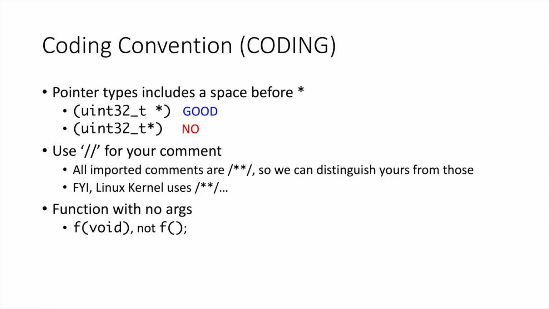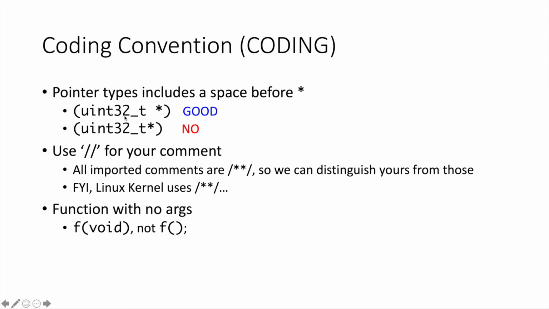And whenever you use pointer types, please include the white space before the asterisk. So you can regard this as a type name, and then this is a pointer, and you can have a double pointer, triple pointer, and so on. By representing it in this format, you can easily identify the type is this, and it's a pointer of this type.